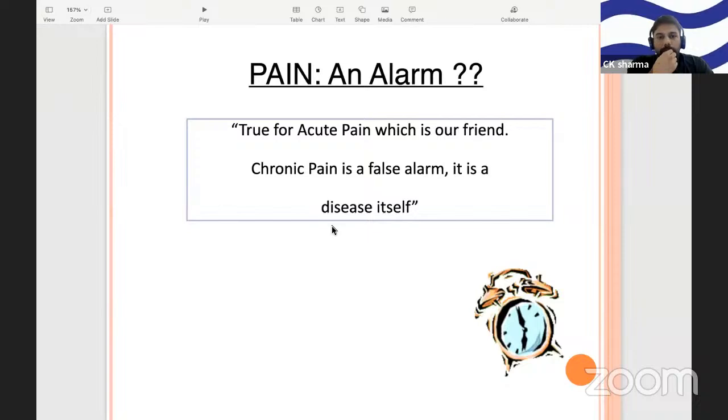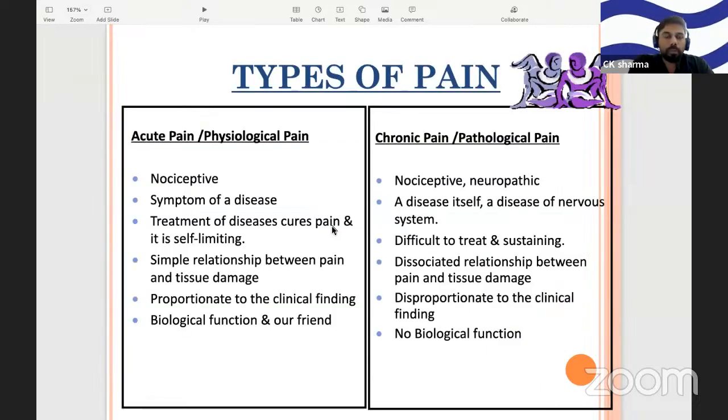So pain is an alarm. It is true for acute pain, which is our friend, and chronic pain is a false alarm. It's a disease itself. I'll explain it in the coming slides. Acute pain is also called physiological pain. It's nociceptive in nature, and it is a symptom of disease. When we treat the disease, when we cure the disease, the pain itself limits.